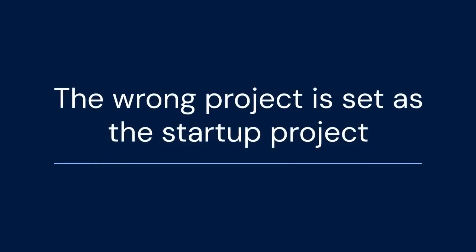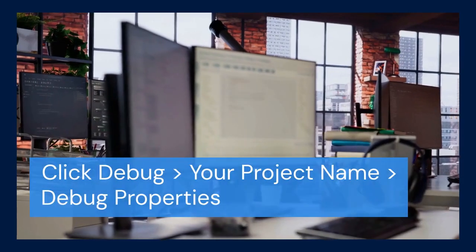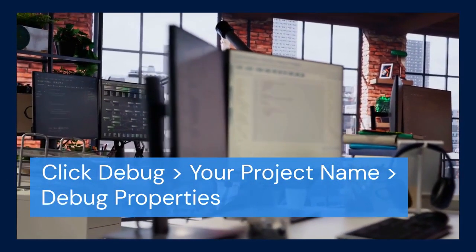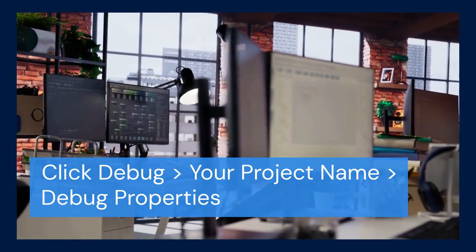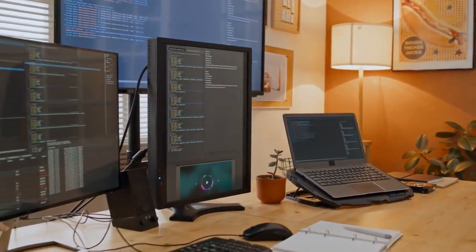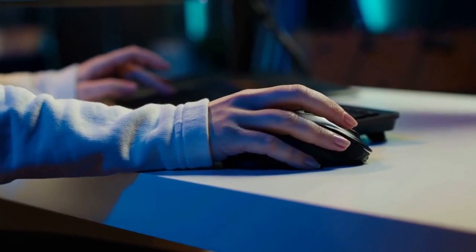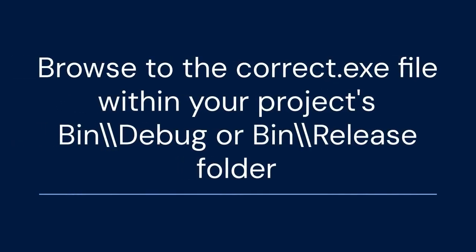Fourth, check your Debug Profile settings. Click Debug, your project name, Debug Properties. Verify the executable path. This path should point to the actual .exe file of your project. Sometimes, this path can get corrupted or point to a non-existent location. If it's incorrect, browse to the correct .exe file within your project's bin/debug or bin/release folder, depending on your configuration.